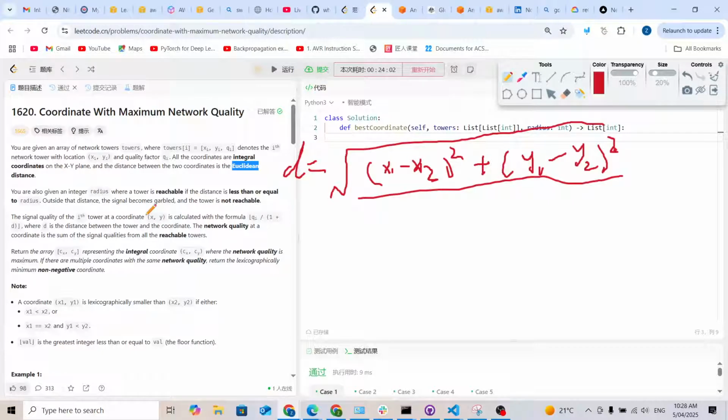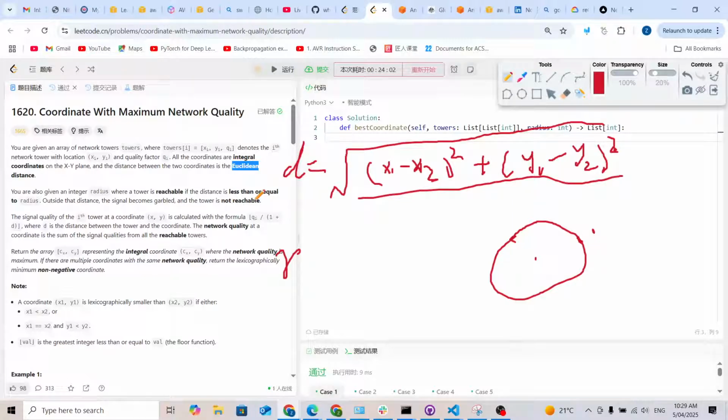And secondly, we're going to have another formula. Let's just read it before we use it. We are also given an integer radius, where a tower is reachable if the distance is less than or equal to the radius. So this is important. We're going to check whether it is reachable or not. If the distance is inside the radius, it is reachable. If it is outside the radius, it is not reachable. Even if it is equal to r, at the border, it is also reachable.